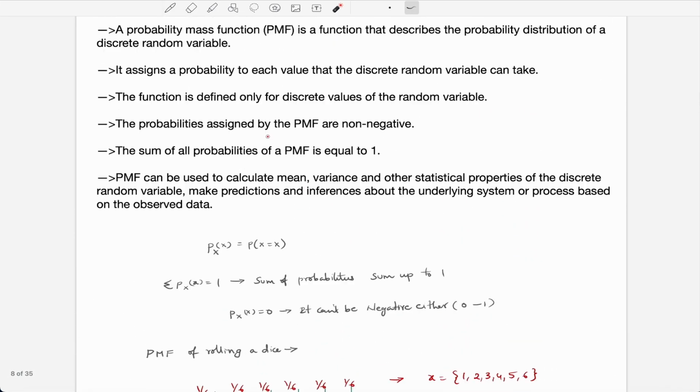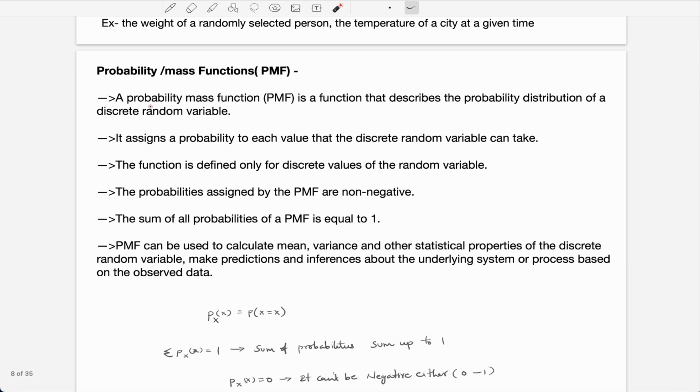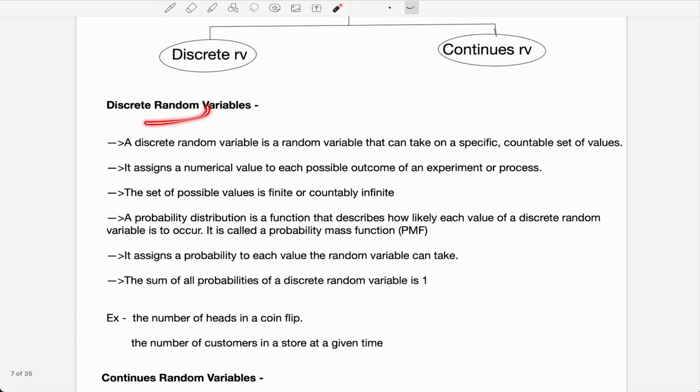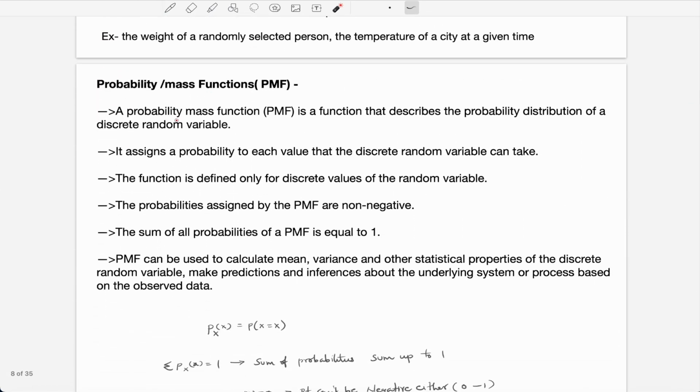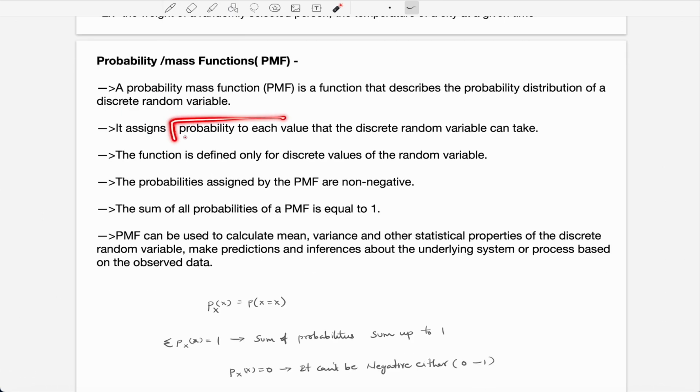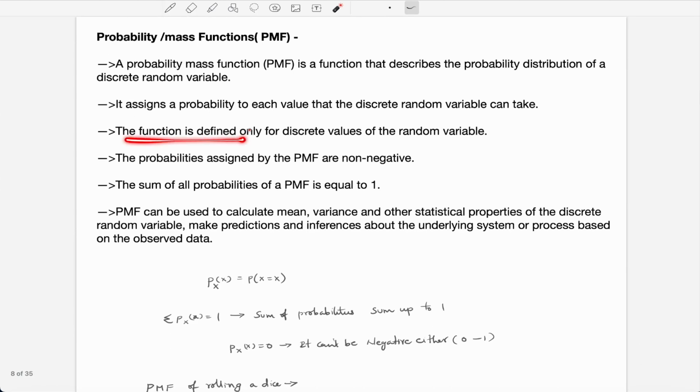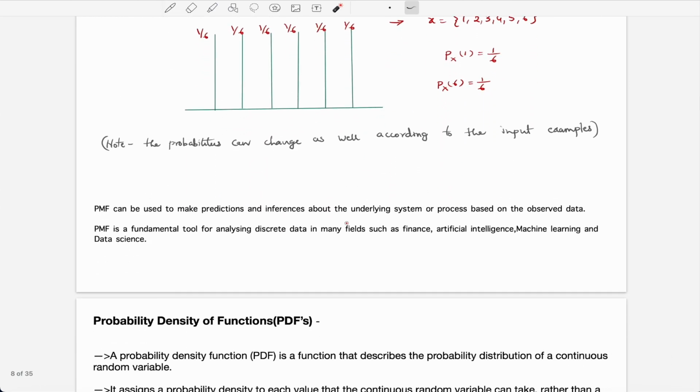So what are these? The probability mass function is a function that describes the probability distribution of a discrete random variable. We have seen discrete random variables, right? It assigns a probability to each value that the discrete random variable can take. I hope you understand. The function is defined only for discrete values of the random variable. It cannot be described for the continuous case. In continuous random variables, we have a probability density function.